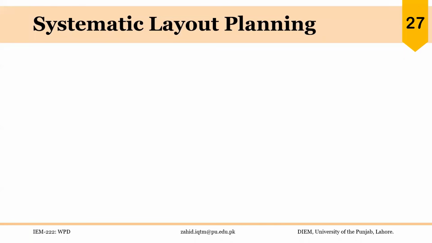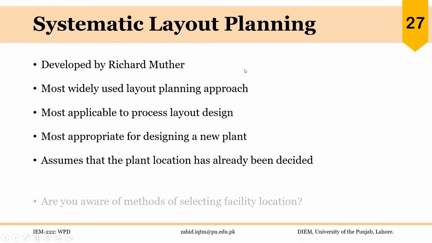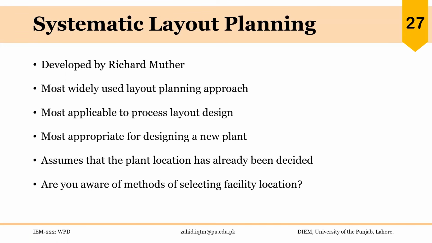So now we are going to discuss systematic layout planning. This is an approach that is used to design process layouts. It was developed by Richard Muther. It is the most widely used layout planning approach. It is most applicable to process layout design, and it is most appropriate for designing a new plant.